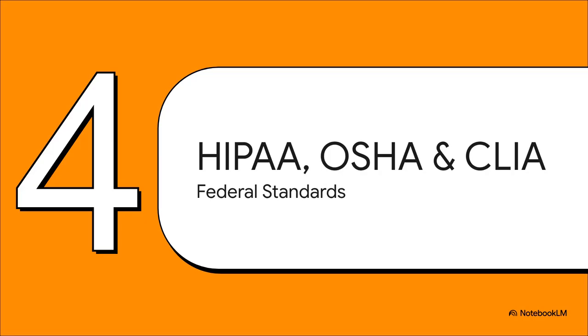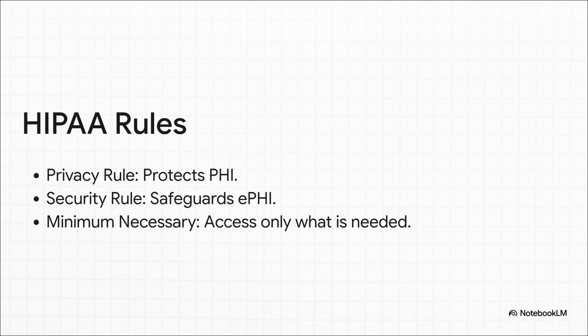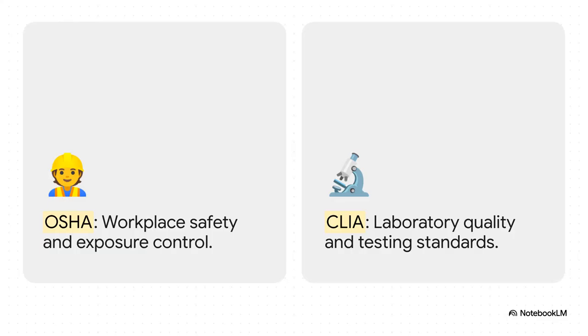All right, Section 4, HIPAA, OSHA, and CLIA. For HIPAA, you've got to memorize these 3 rules. The privacy rule protects standard protected health information, or PHI. The security rule safeguards electronic PHI, and definitely watch out for the minimum necessary rule on the exam. It states you should only ever access the absolute minimum information needed to do your job. A biller doesn't need to read a patient's psychotherapy notes just to submit a claim, right? Please don't mix these 2 up on test day.